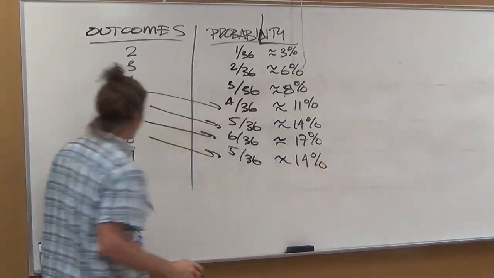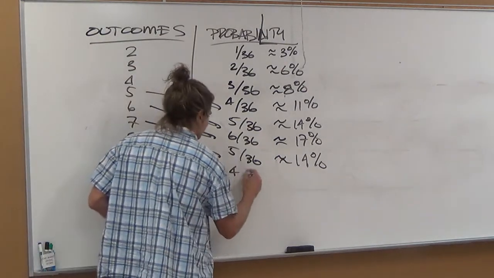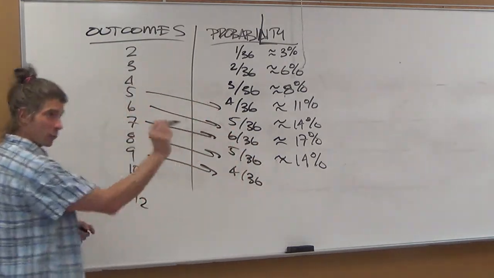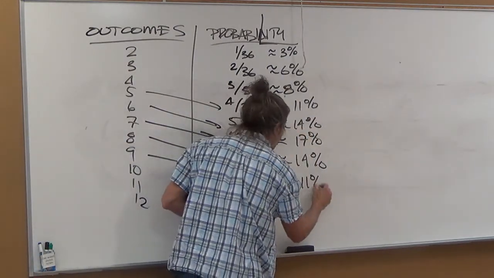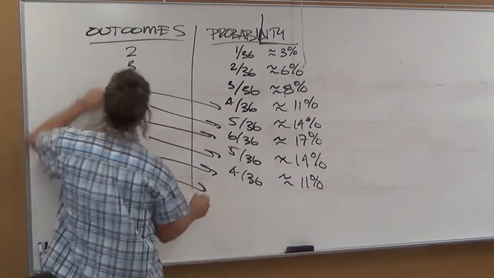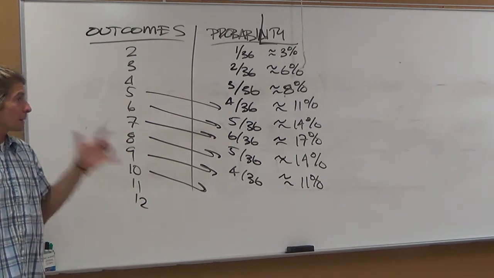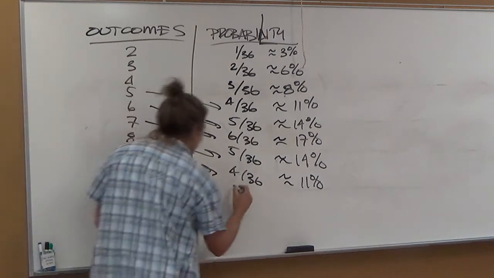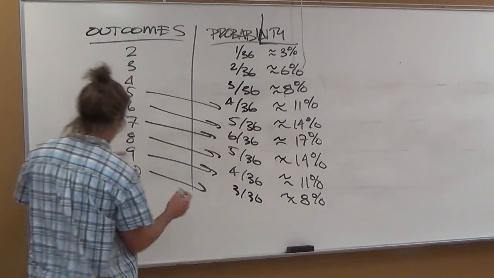14%, which means there should be 4 ways to make a 9. Yep. And there are. 6 and 3, 3 and 6, 4 and 5, 5 and 4. There's your 11%. 10 should match 4. 4 and 6, 6 and 4, 5 and 5, 10 the hard way. So there's your 8%. And then we go down to 11.